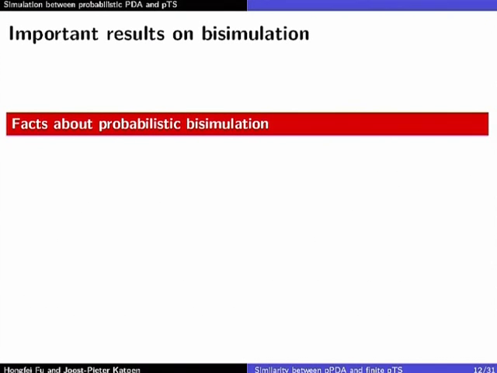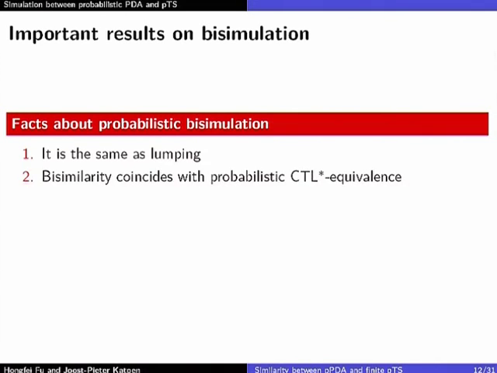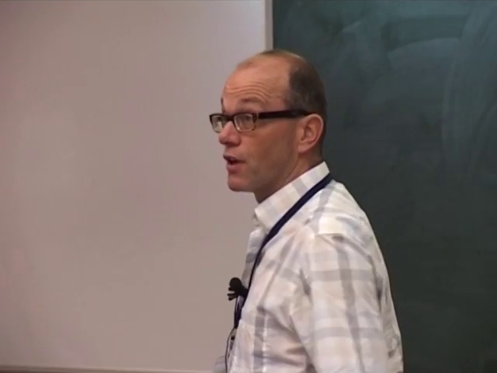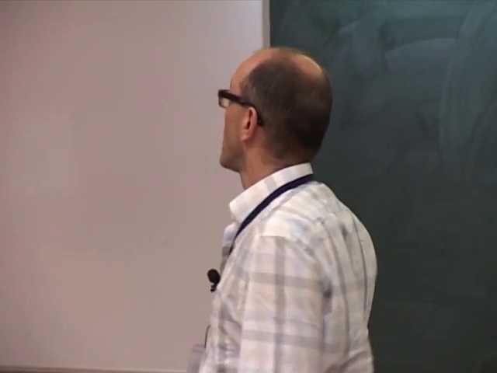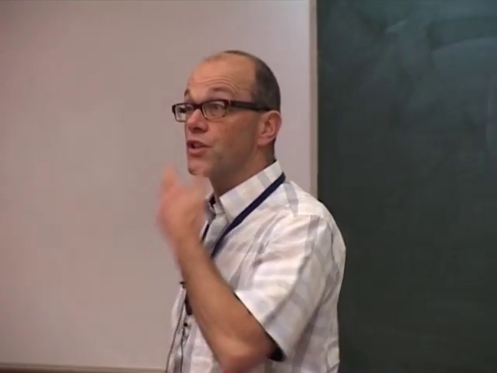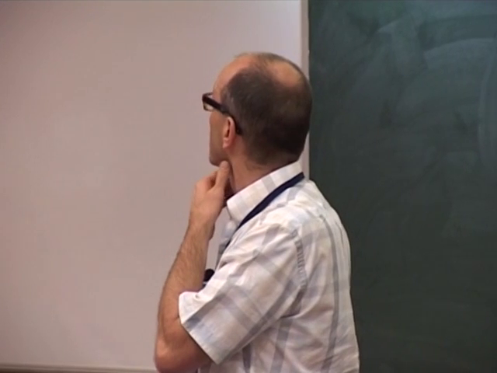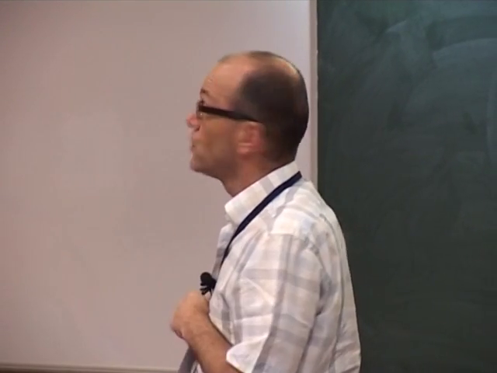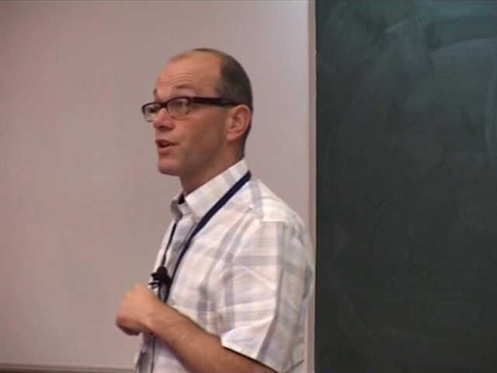Good. Important facts about this probabilistic bisimulation. It actually turns out to be the same as lumping, a well-known notion in Markov chain theory. It coincides with notions like probabilistic CTL* equivalence. Checking between finite models is P-time complete. Minimization can be done quite efficiently using a variant of Paige-Tarjan minimization. And you can yield exponential state space savings.